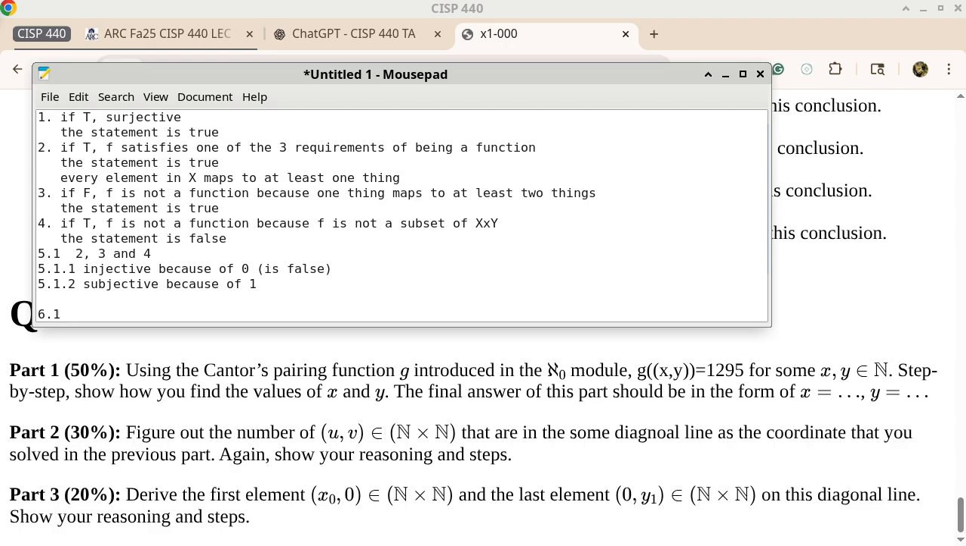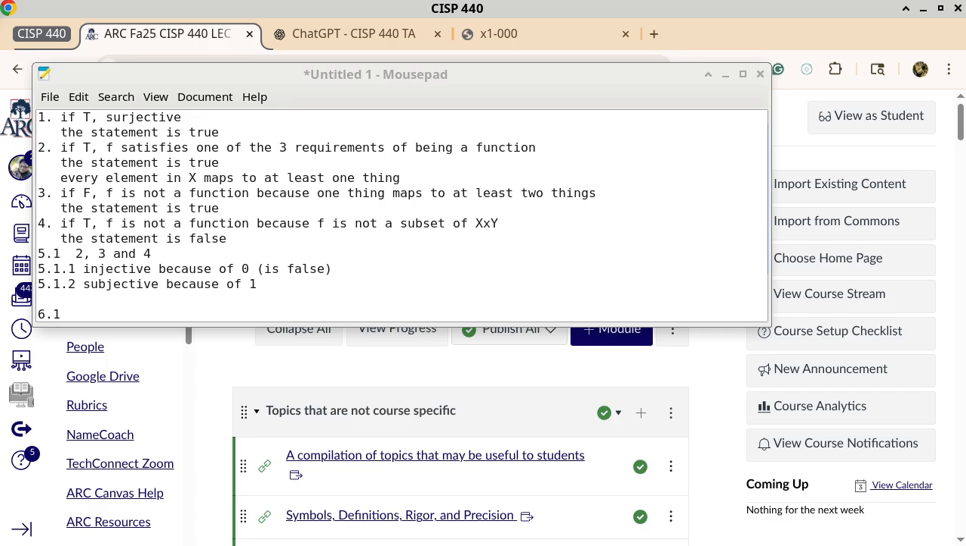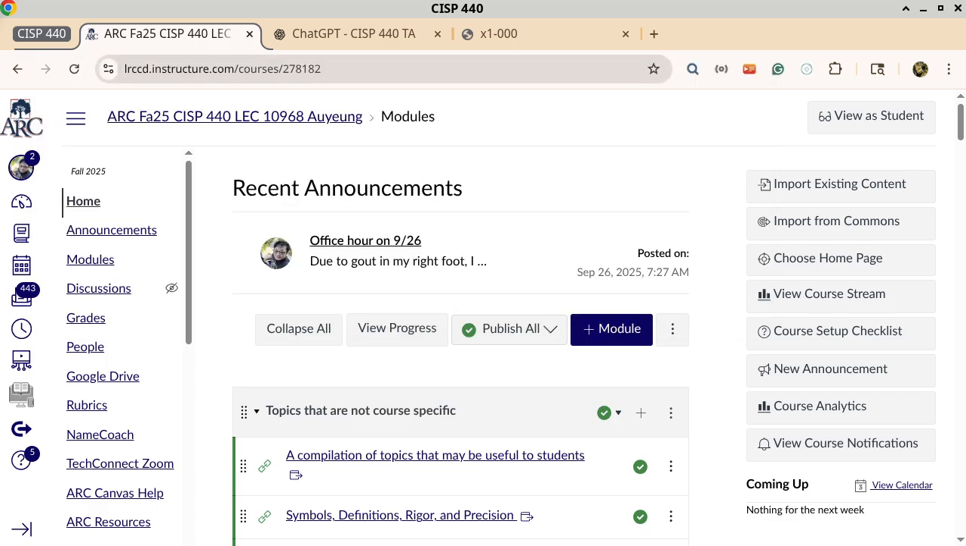Using the Cantor's pairing function g introduced in the Aleph null module, g of x, y is known to be exactly 1295 for some x, y in the set of natural numbers. Step by step, show how you find the values of x and y. The final answer of this part should be in the form of x equals something, y equals something. All right, so how do we do this? I cannot remember how to do it either. Just like you, I go, what is the inverse function again?